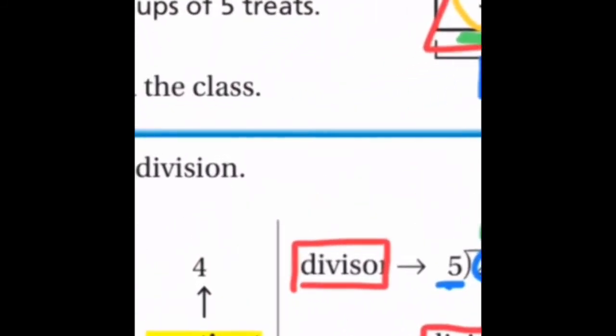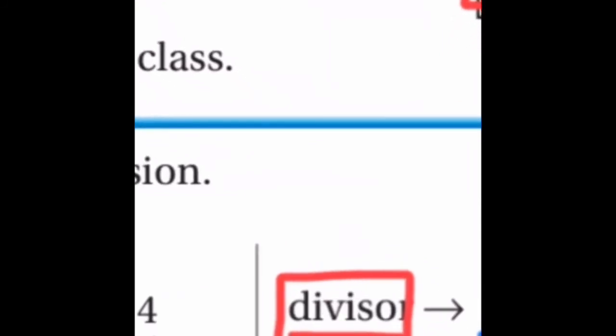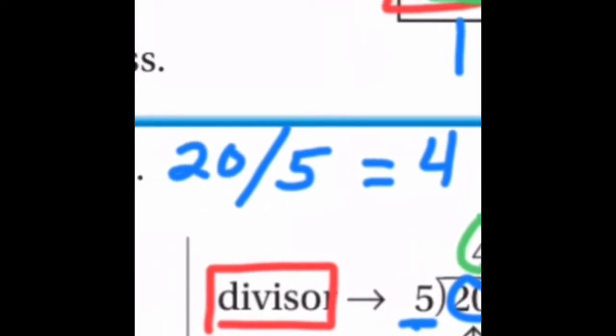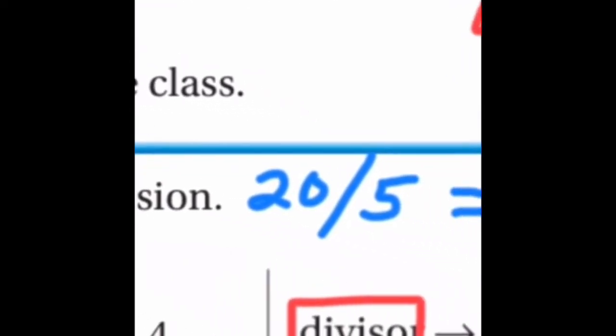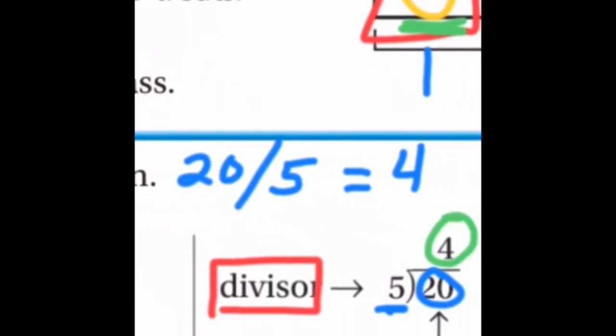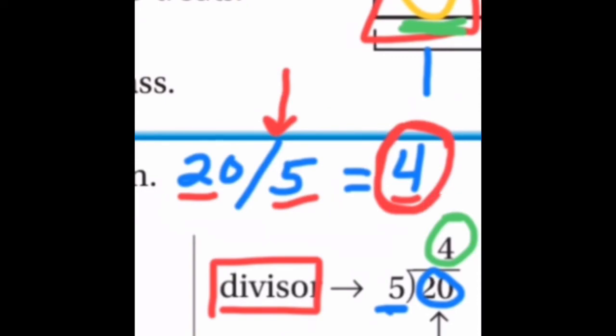One other way you will see it written is it looks like a fraction. 20 divided by 5 equals 4. Okay, so this fraction actually has a division problem. So this bar right here, this fraction bar, does mean division in a way. So 20 divided by 5 equals 4. Again, the answer to a division problem is called the quotient.